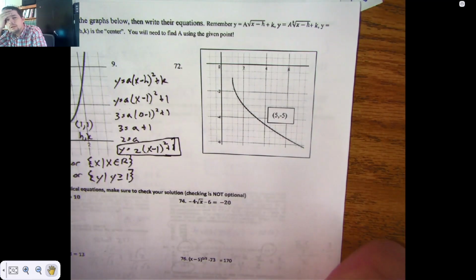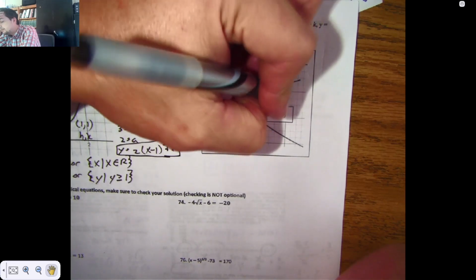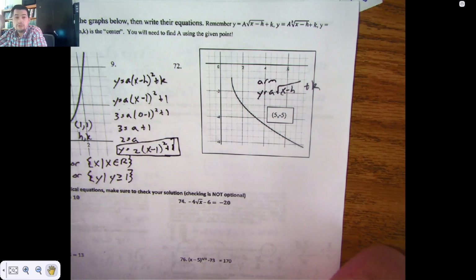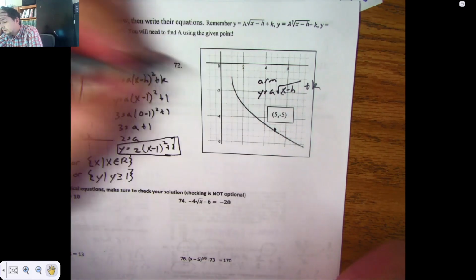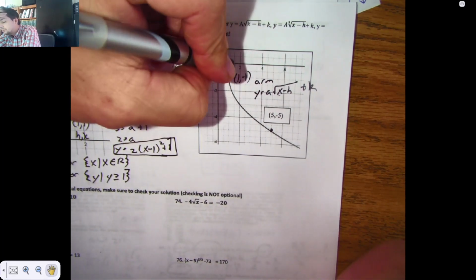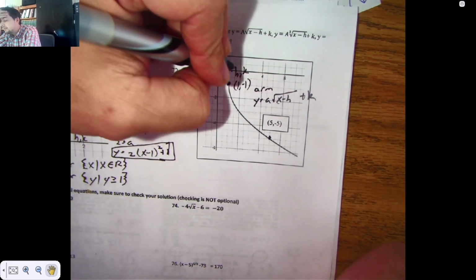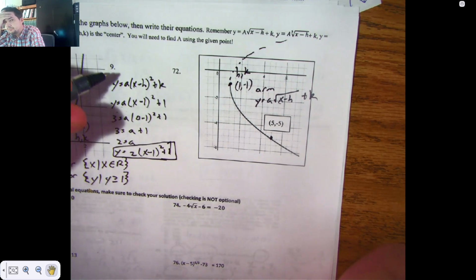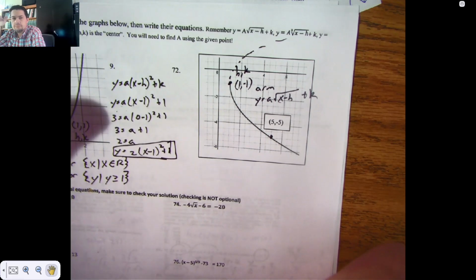72 is a transformation of the square root function. This is the arm. So I'm thinking y is a times the square root of x minus h plus k. That's all I'm thinking about. It's just an arm. You're told that somewhere on this thing is the point 5, negative 5. And you can figure this point out right here pretty easy. That's 1, negative 1. And that's where I get my h and my k. See, arms don't have a vertex. They kind of do if you drew the entire parabola. If you drew the negative square root, you'd see that. Or in this case, sorry, the positive square root. But anyways, there's your h and k.